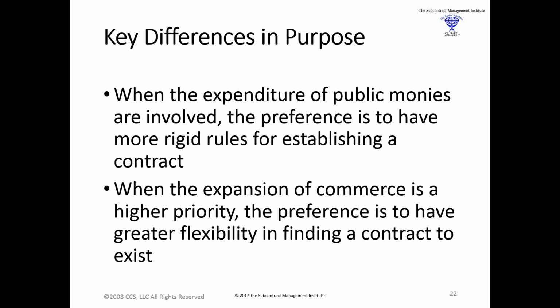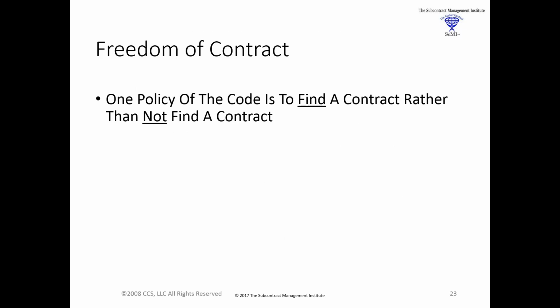On the commercial side of things, much more flexibility, and this is where some problems can arise. One policy of the UCC is to find a contract. They want to find contracts. Well, but we've left stuff out. Well, the UCC says that's okay. The UCC will fill in gaps for you. And they can be very important gaps, such as price, delivery, quantity, and quality.